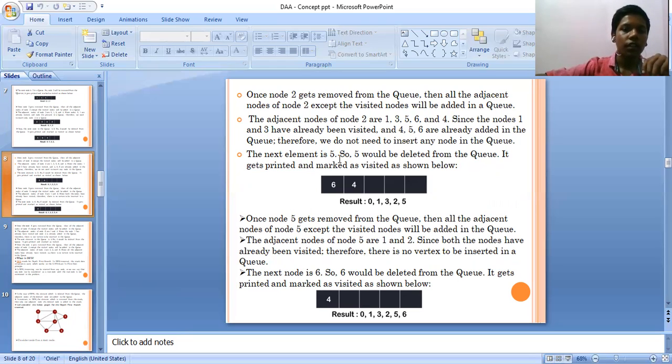The next element is 5, so 5 would be deleted from the queue. It gets printed and marked as visited as shown below.